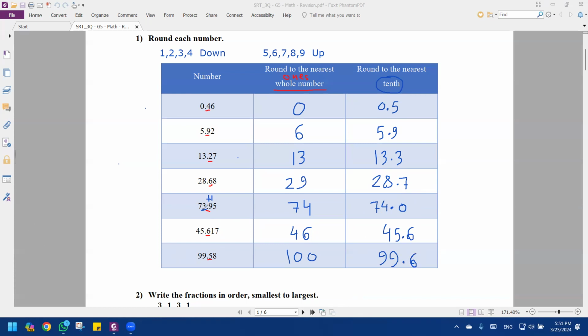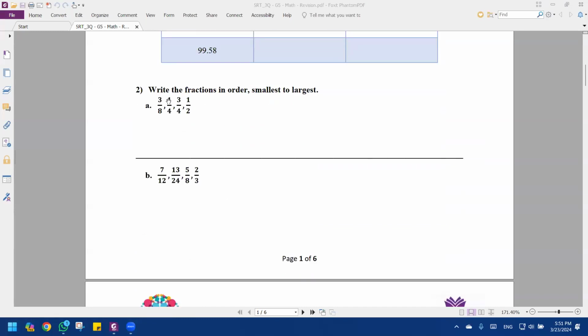Okay, next question. Write the fractions in order, smallest to largest. We need to order them from the smallest one to the largest one. But first, this is comparing fractions. We cannot compare fractions if the denominators are not the same. The numbers down are not the same.